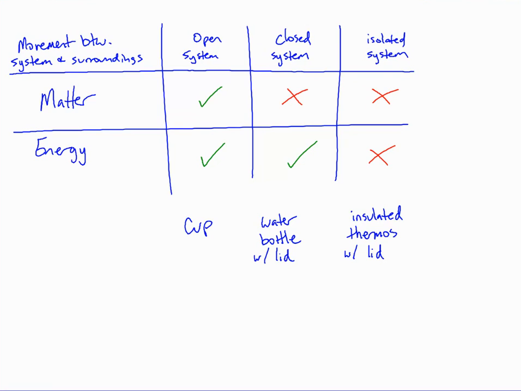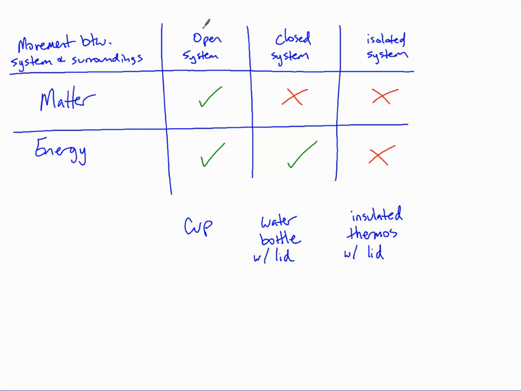So here we're looking at three different types of systems, and we're looking at, can matter move back and forth between the system and surroundings, and can energy move back and forth between the system and the surroundings. So the first type, we have an open system. And in an open system, matter can move back and forth. It could be in the system, and then it goes into the surroundings, and it could come back. There's matter in, matter out. And the same with energy. The system can lose energy, the system can gain energy, energy can go back and forth.